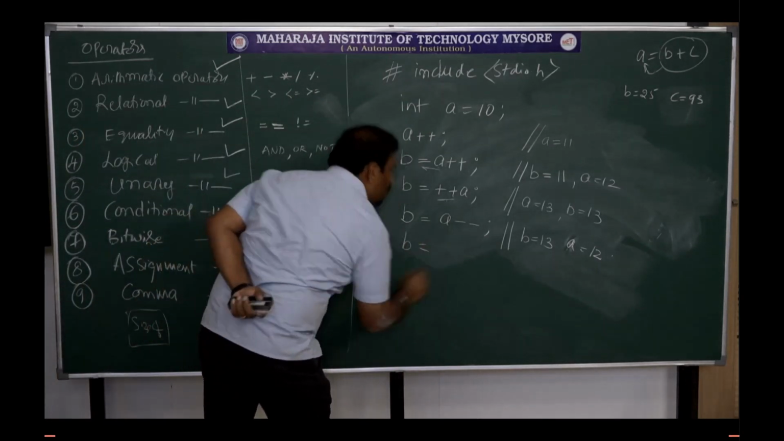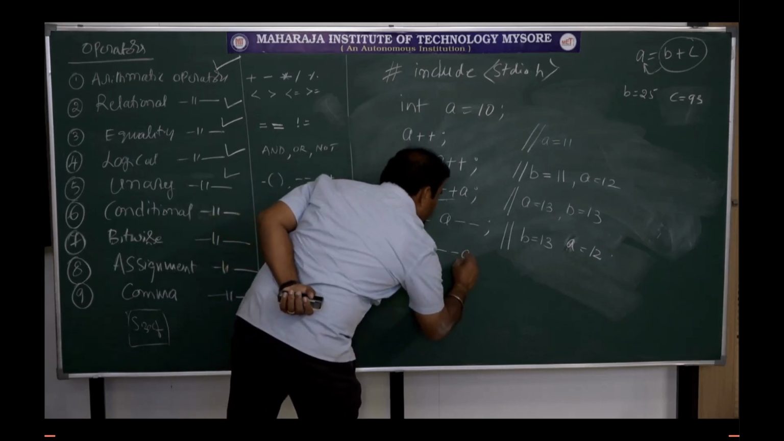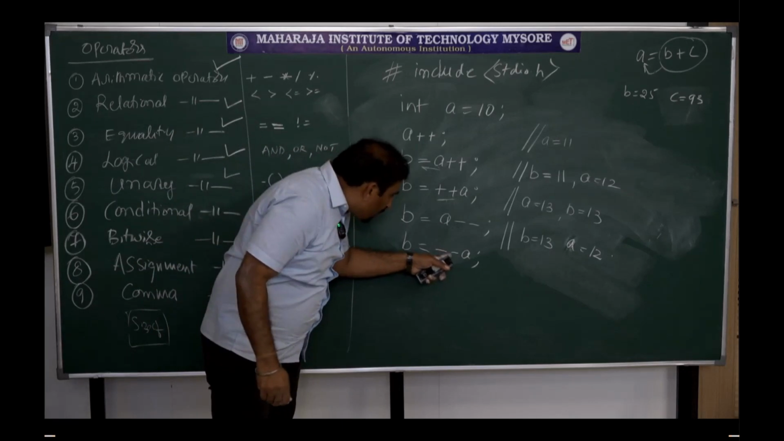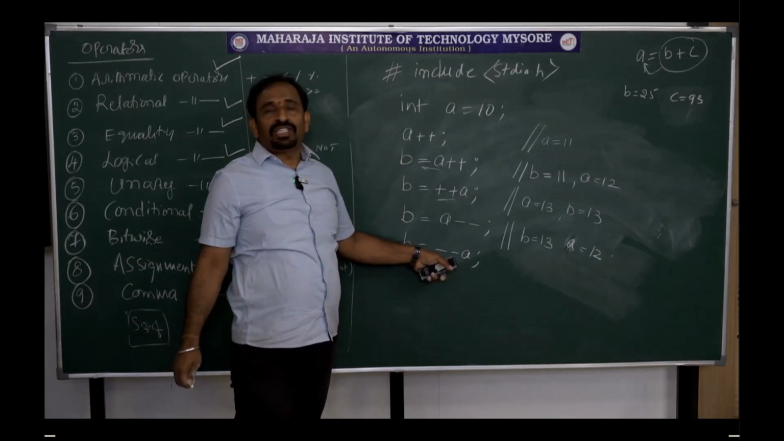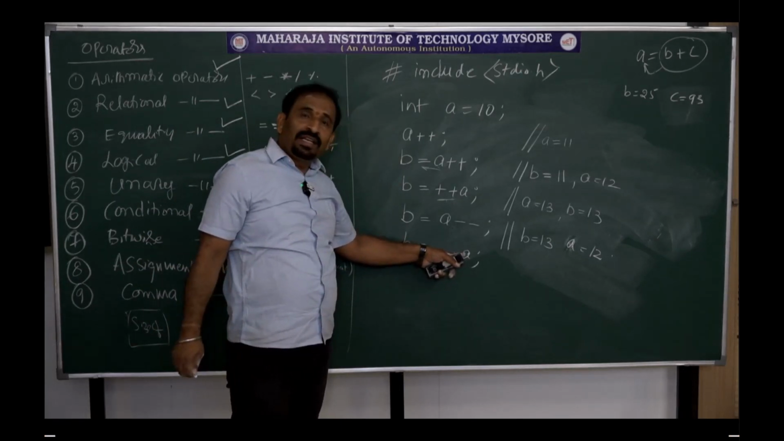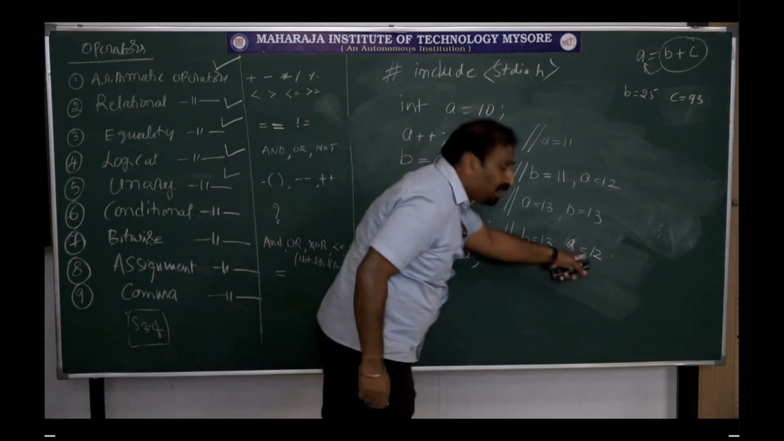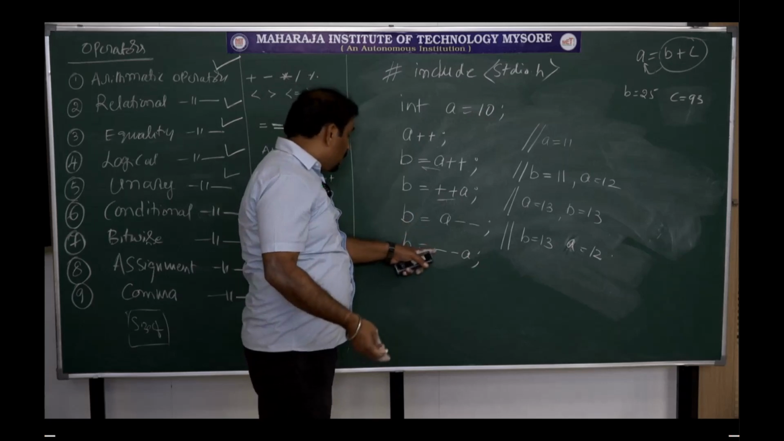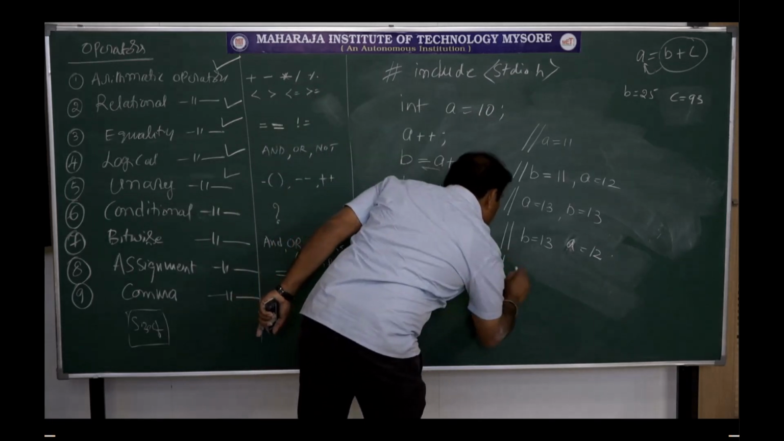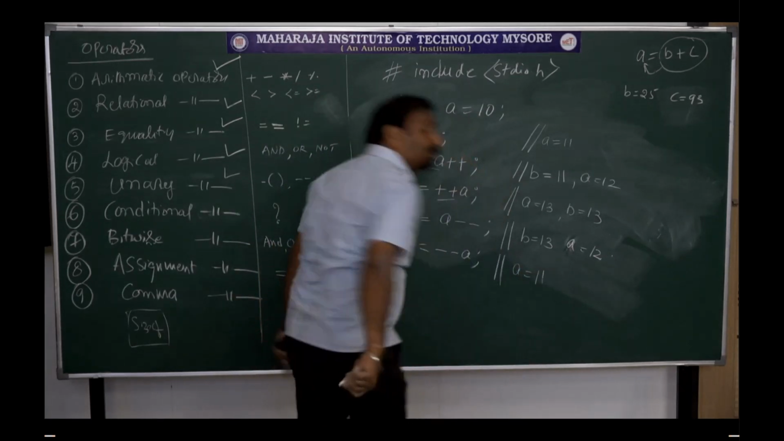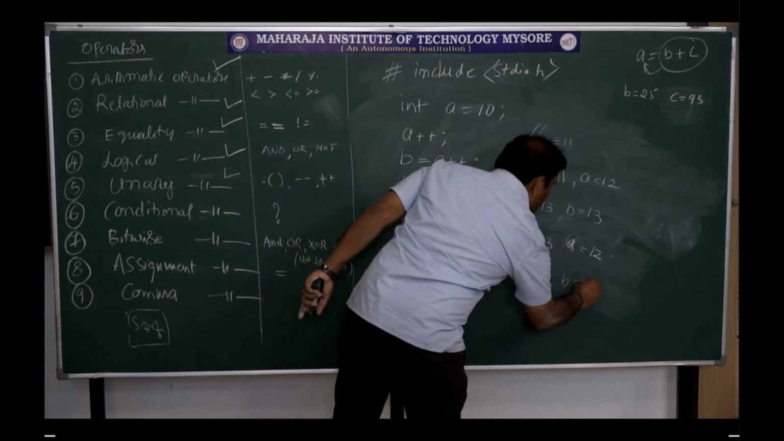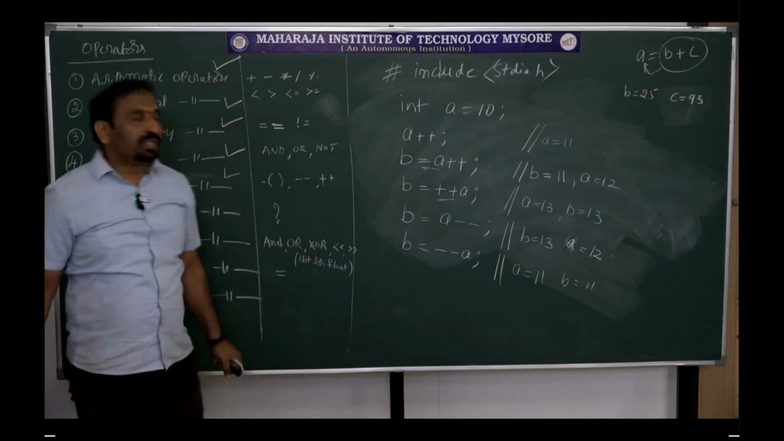We will see the other one. Now, B is equal to --A. Here it says, first I have to do the decrementation of A. What is A value? A value is 12. So first it is decremented, A becomes 11. Then that is assigned to B. So B is equal to 11. This is how you have to understand.